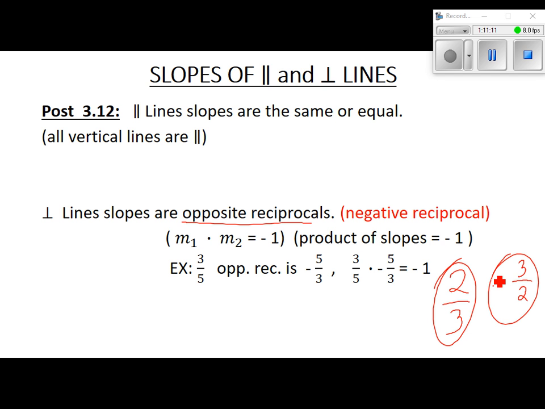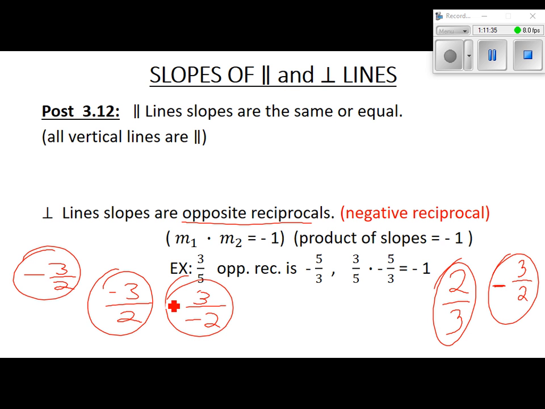The other problem that a lot of students have with this, when you're doing opposite reciprocals, that number, this number, and this number, are all the same number. Don't treat them like they're different. All right? Those three are all the same number. It doesn't make any difference where that negative's at, whether it's on the whole thing, on the top or on the bottom.